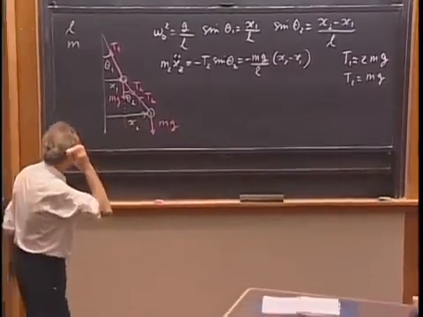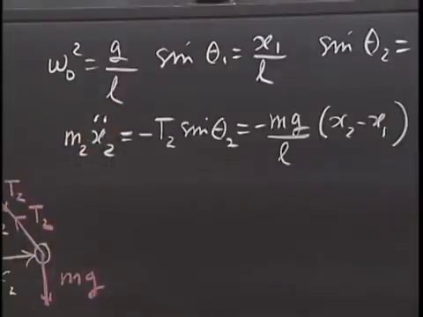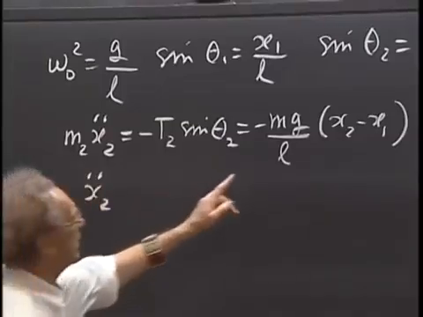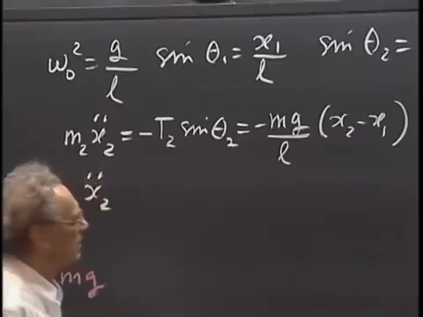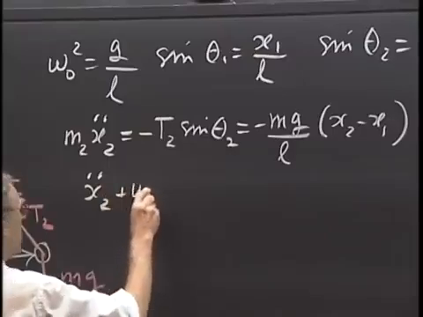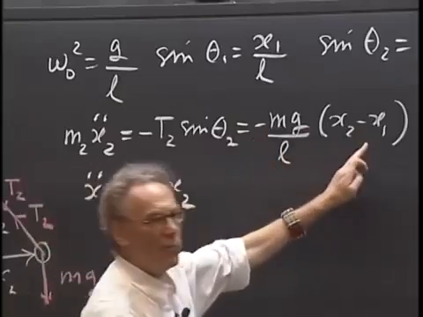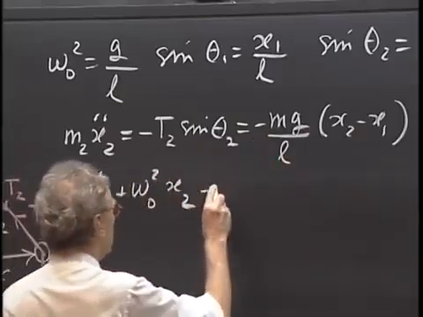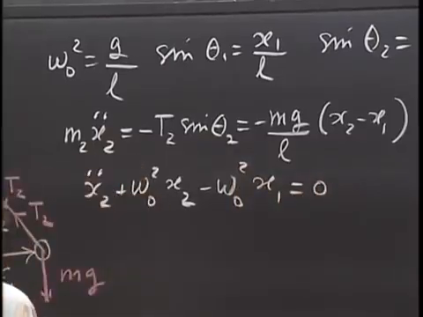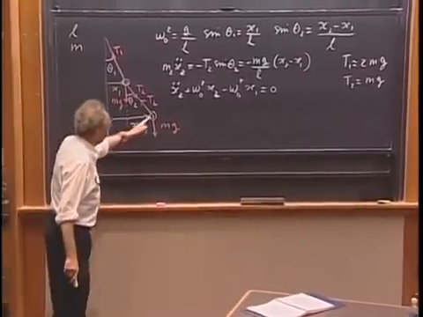We divide out m, and we use our shorthand notation, and so we get that x2 double dot. And now we have here minus mg over L x2, so that comes in and that becomes a plus. So I get plus omega 0 squared times x2. I have here plus x1. When that comes in, that becomes a minus. So I get minus omega 0 squared x1, and that equals 0. So this is my first differential equation for the second object.